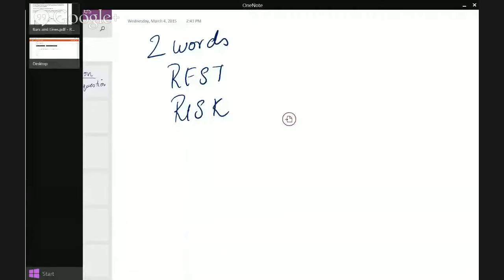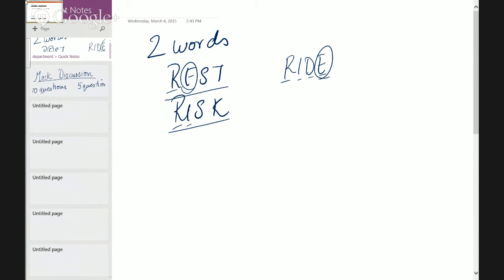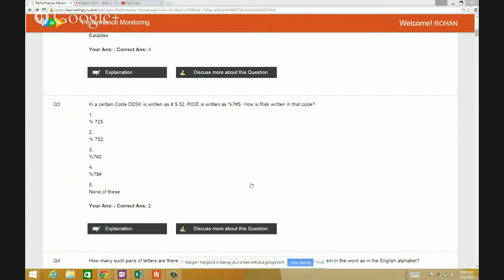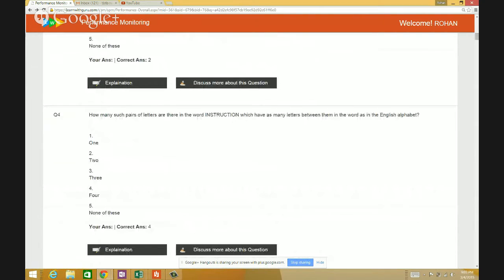So let's say I will try to find out ride here. Obviously I have RIDE. R is here, I is here, D is not there, and E is there, but E is here. In such cases the entire intention is they'll have a direct coding question. Direct coding means, in this case, look at desk. D is as good as hash, E is as good as dollar, and you follow the same thing. So when you say R is percentage, start with the percentage. I'm sure I don't need to explain these kinds of questions, but you're supposed to get through them really fast.